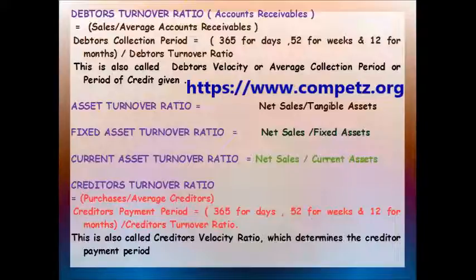Then comes your current assets turnover ratio. Here also turnover is there, so naturally net sales divided by current assets.